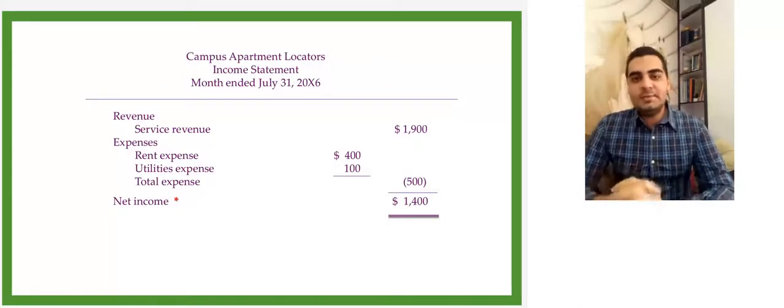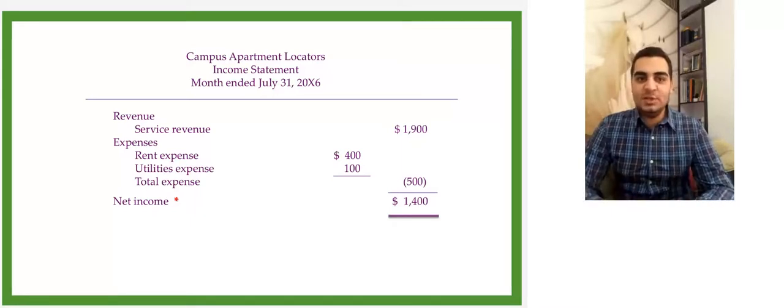Now it's time to prepare our statements. As I said earlier, the first one we usually prepare is the income statement because we need the net income or net loss in order to prepare the rest of the statements. So as you see here, first the name of the business, Campus Apartment Locator, then the type of the statement, which in this case is the income statement, and then the date or time that is covered. Month ended July 31, 20X6.